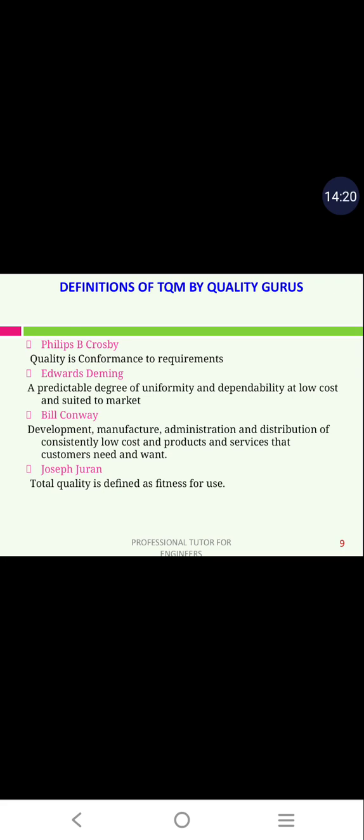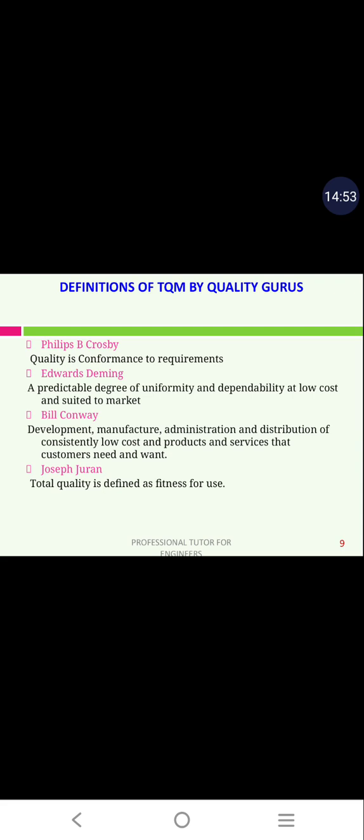So whatever product you are giving, that product should be dependable. Okay, so the customer should like that, and also the cost should be at a normal rate. So you have to give a good quality product and be able to give it at a lower cost, so that people will depend on that particular product. So this is the definition given by Edwards Deming. And the third one is Bill Conway. So what does Bill Conway say about total quality management?